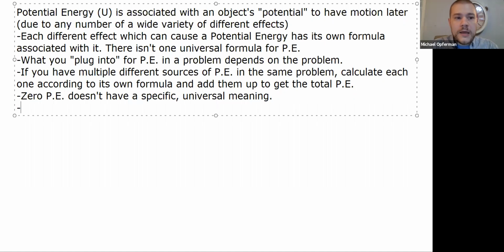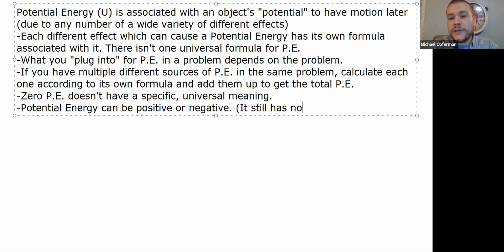And unlike kinetic energy, potential energy can be positive or negative. It still has no direction associated with it, but it does have a sign associated with it, for reasons that maybe we'll get into a little bit later on once we understand it a little bit better. But just so you know, it can be negative in this case.